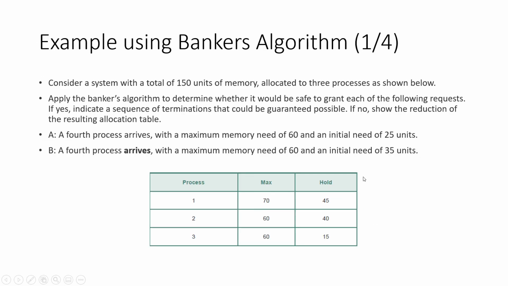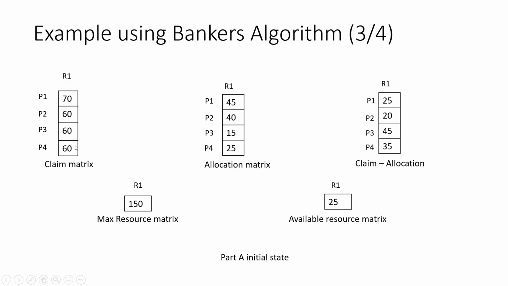Now if we go into part A of the question, it says that a fourth process has arrived with a maximum memory need of 60 and initial need of 25. So it requires 60 units of memory. Initially it has 25 allocated. If you do 60 minus 25, we find that it will require 35 more memory to run. And now since we have four processes, our total available resource matrix value is also going to change. So 150 minus the summation of these four processes equals 25.